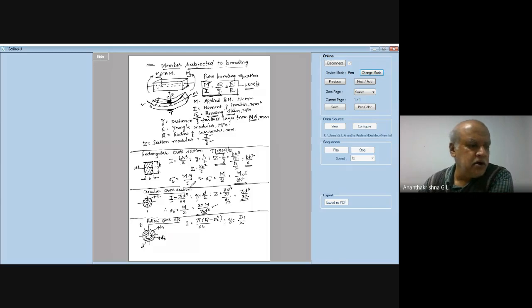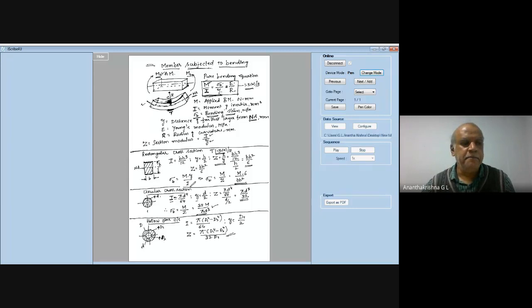And section modulus, you can find out. That's going to be Z is equal to I by y. So that's going to be pi into d1 to the power 4 minus d2 to the power 4 divided by 32 times d1, which will give you section modulus for a hollow circular cross section. So M by Z is going to be your bending stress.